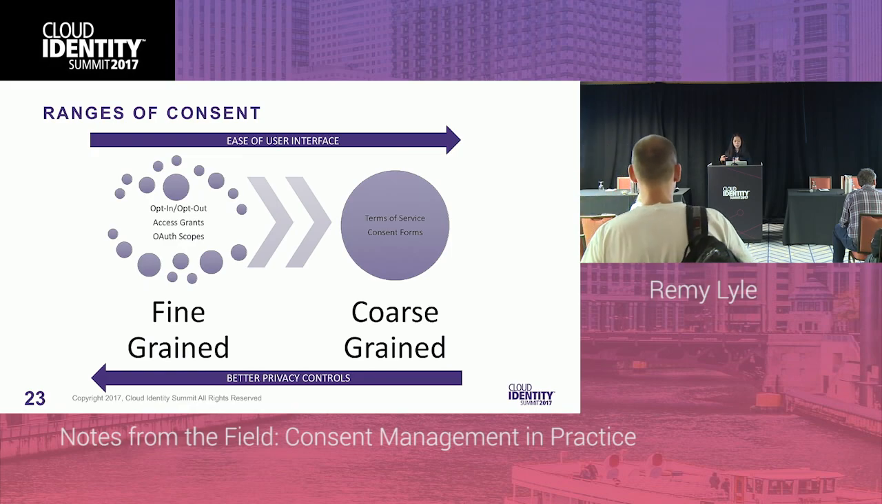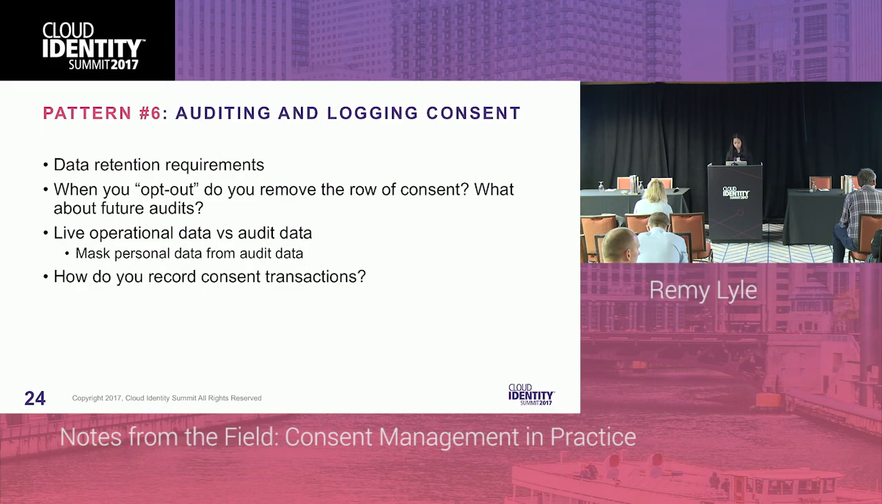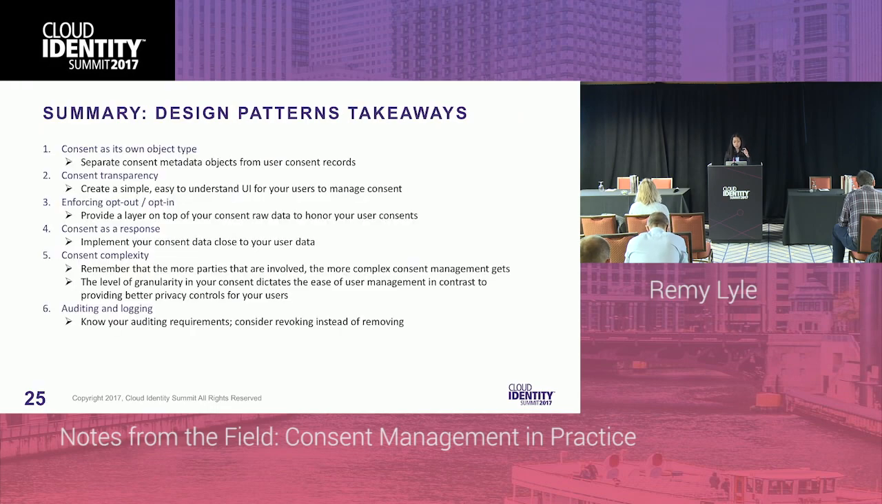This diagram, I am also very fond of, because it shows that the more fine-grained your consents are, that dictates how easy your user interface is going to be from a design perspective. But at the same time, you're providing better privacy controls by providing fine-grained consents. So it's about finding that nice balance in the middle, where the user interface is pretty easy to understand, but you're still providing enough privacy controls for your users. Also, from a logging perspective, there's a question of when you revoke consents: do you remove that row, or do you add a new entry that says we just revoked this, but not actually delete it from your data?